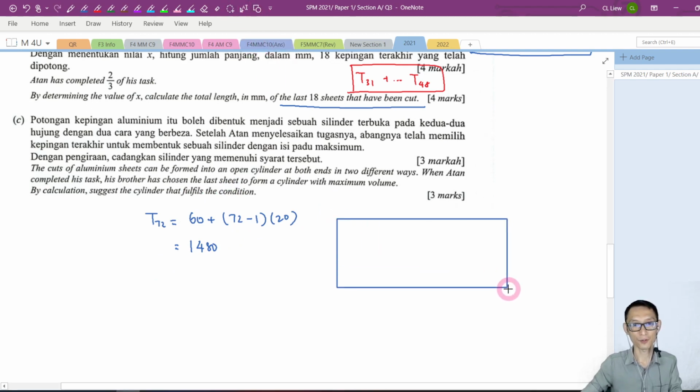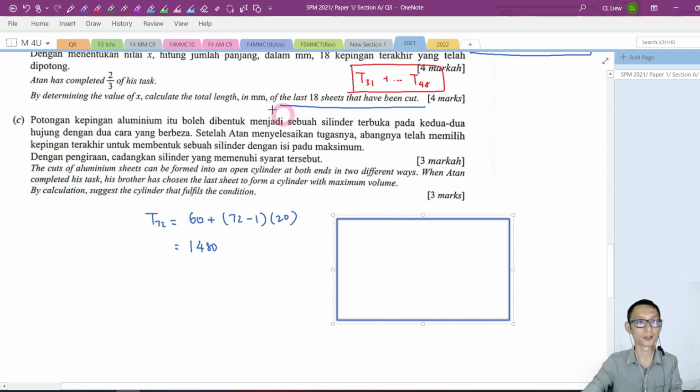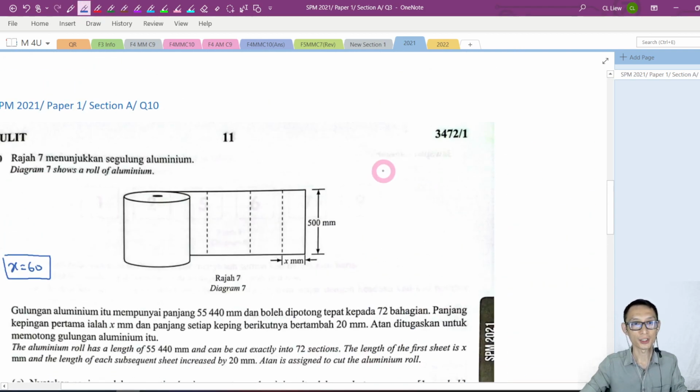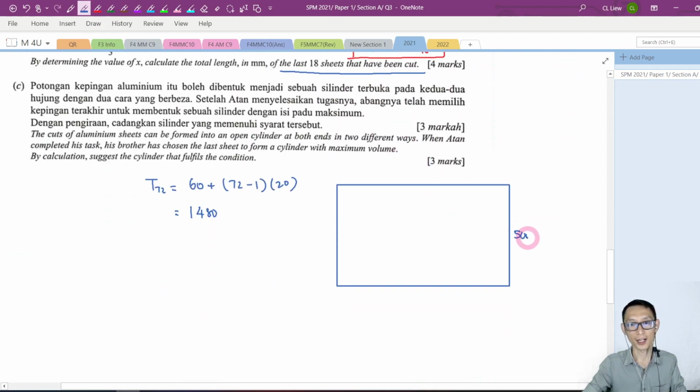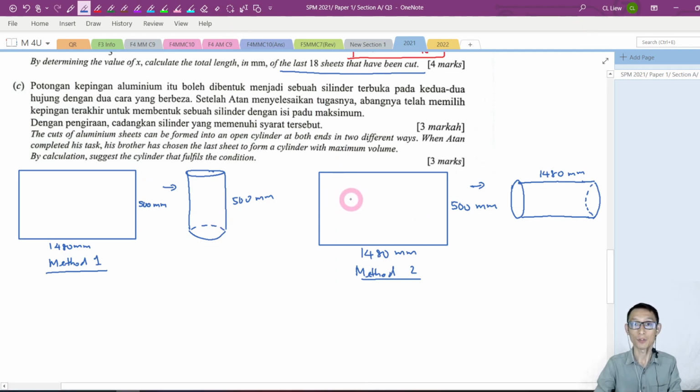So now you have this aluminum sheet. Given by the question, the height here is 500 millimeters. So this is 500 millimeter, and this is 1480 millimeter. So I have a two-way, as I showed just now. We have two ways to form an open cylinder. Okay, these are the two ways that we can form an open cylinder, either this way or this way.